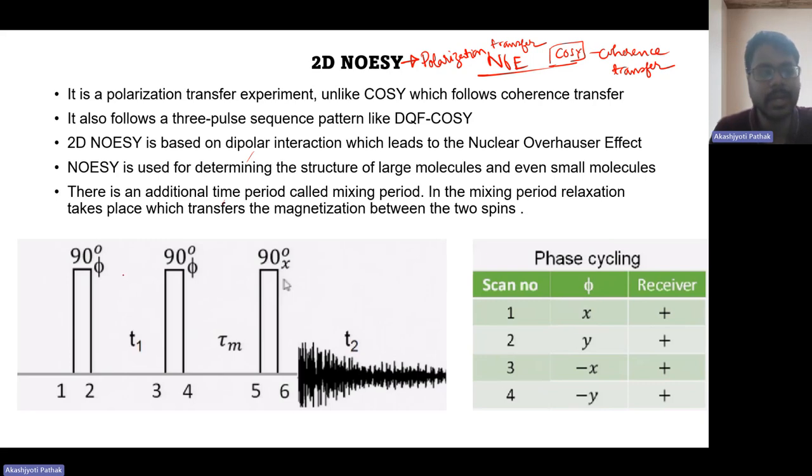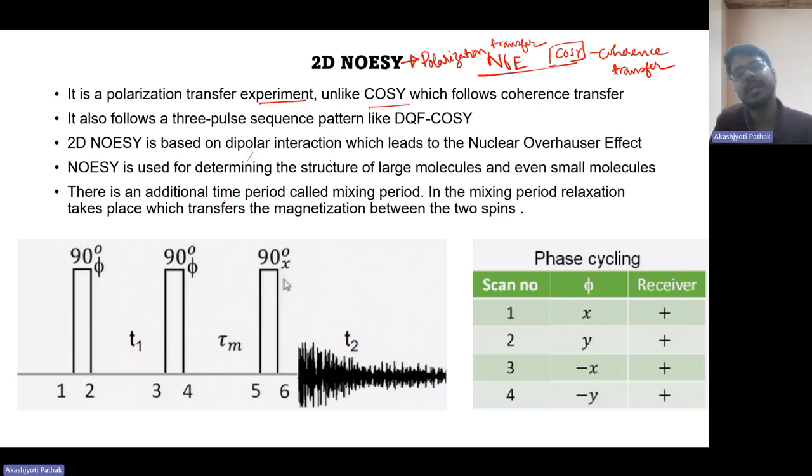But when we are seeing the pulse sequence, in this 2D NOESY also the phase cycling concept comes. 2D NOESY is a polarization transfer experiment. COSY is a coherence transfer experiment. The 2D NOESY also follows a three-pulse sequence pattern, just like the three-pulse sequence pattern that we were seeing in DQF COSY. And 2D NOESY is based on dipolar interaction.